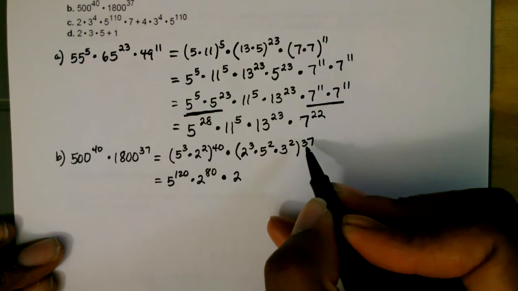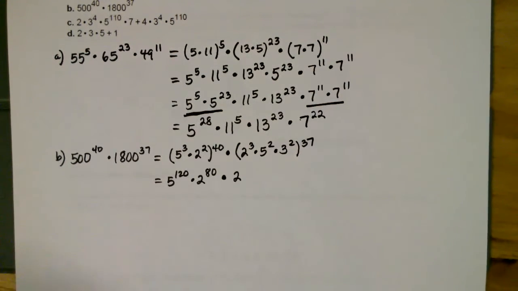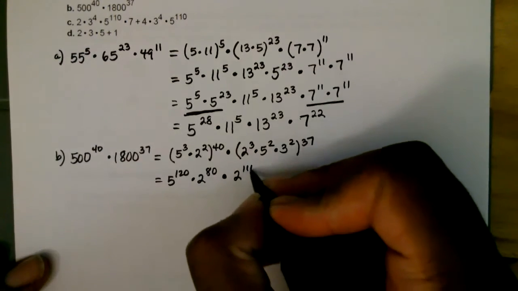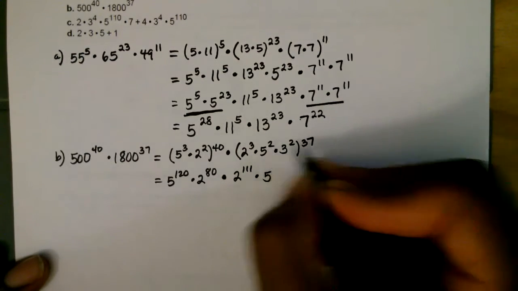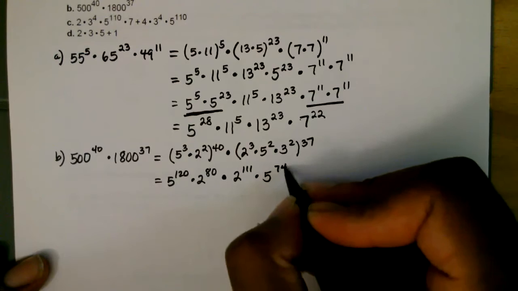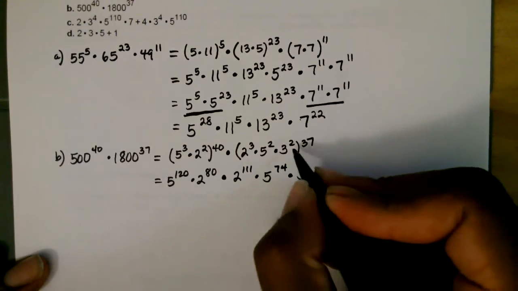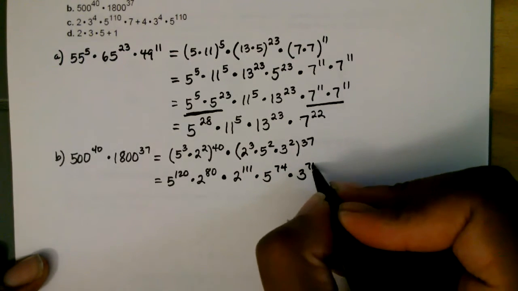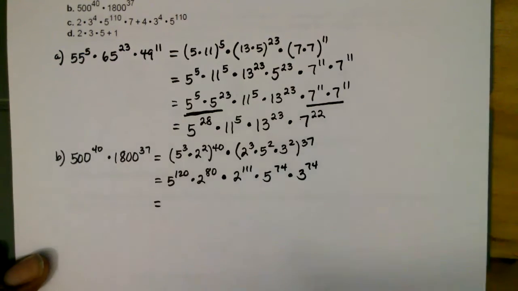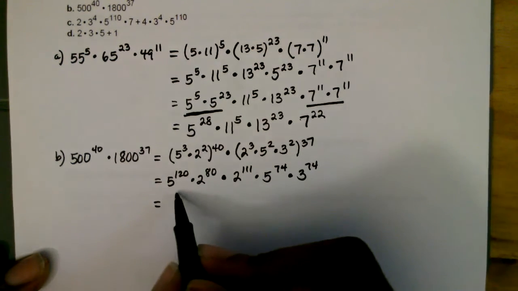3 times 37, that would be 111, and then 5 to the 2 times 37, that would be 74, and then 3 to the 2 times 37 would be 74. And now when we're multiplying powers of the same base, we always add the exponents.